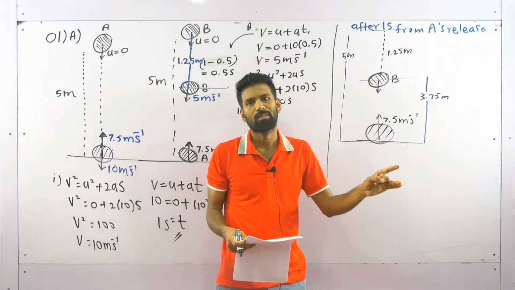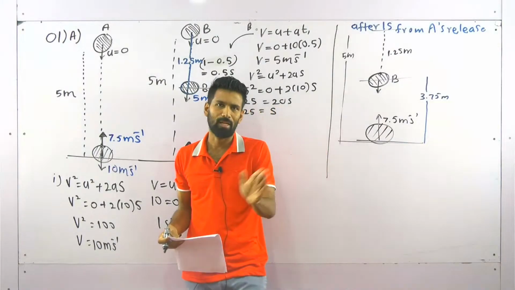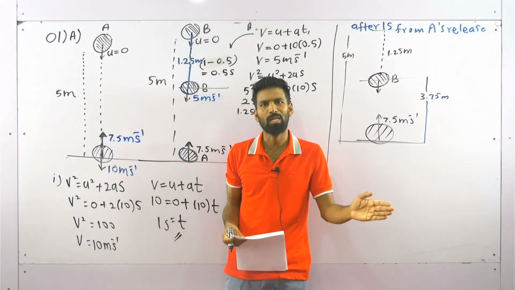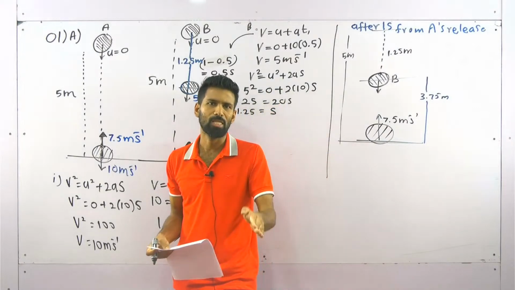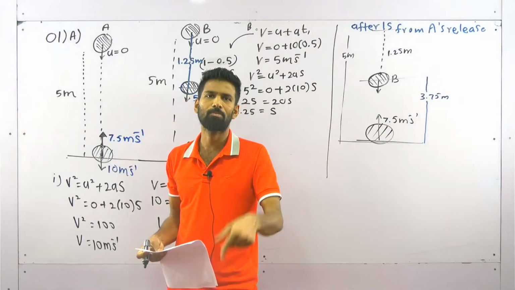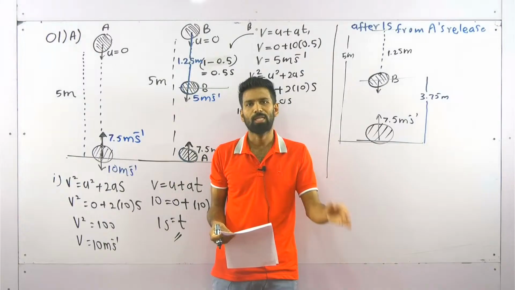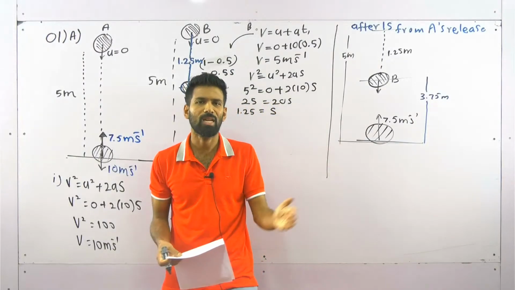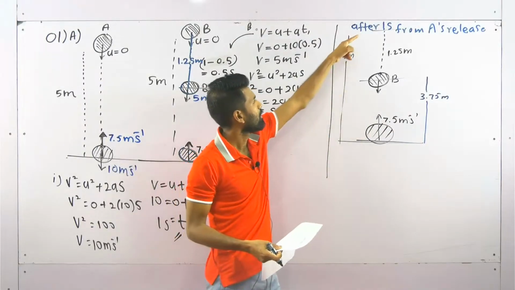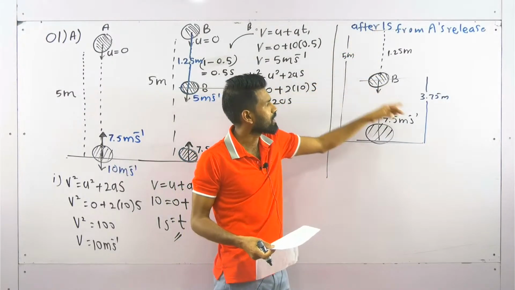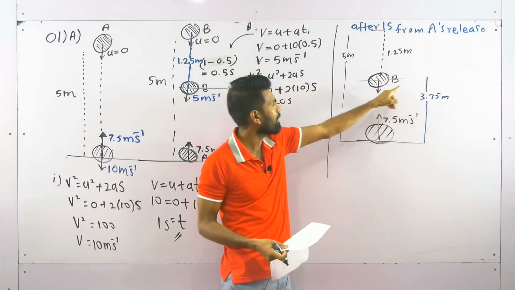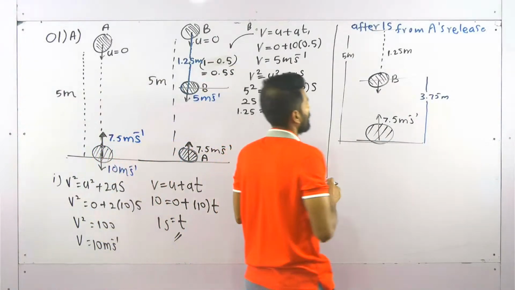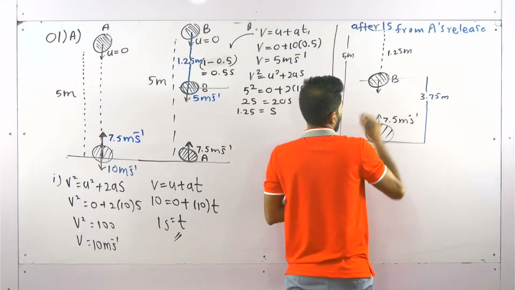When the time is 1 second from capital A's release, for B, it has passed 0.5 seconds as it was released 0.5 seconds later. The 1 minus 0.5 is again 0.5. So B has spent 0.5 seconds in its journey, coming 1.25 meters. That means 3.75 remaining to the ground and gaining a velocity of 5 meters per second. Okay, so this is the situation now.